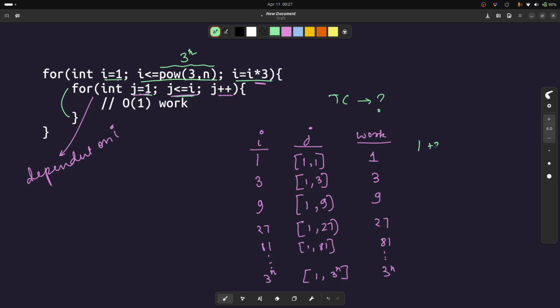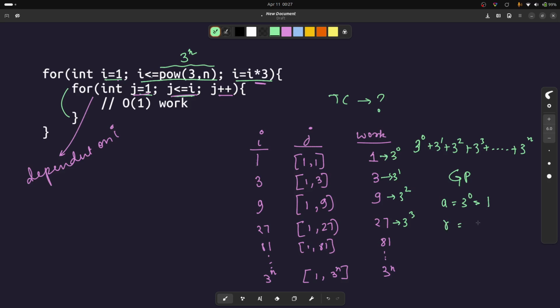So what is the addition? It is 1 plus 3 plus 9 plus 27, and so on. I'm writing in powers of 3. So 1 can be written as 3 to the power 0, 3 as 3 to the power 1, 9 as 3 to the power 2, 27 as 3 to the power 3. Keep doing this up to 3 to the power n. Now if I want to find the sum of this particular series, what do I need to do? This is basically a GP, where a, the first term, is 3 to the power 0, which is 1.